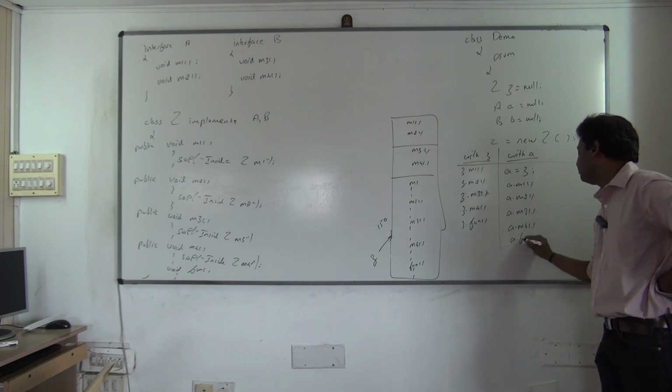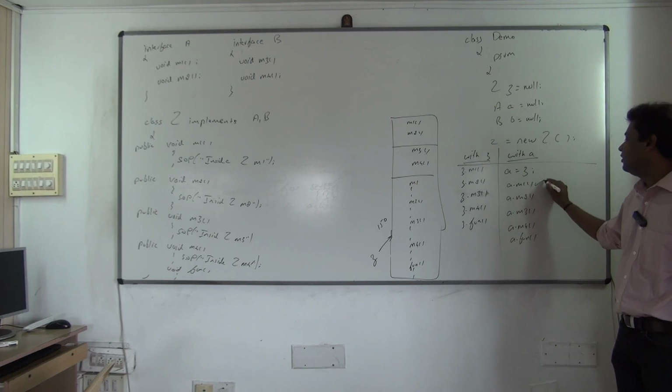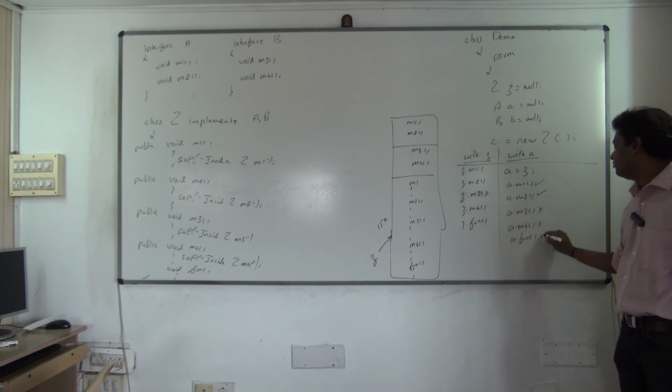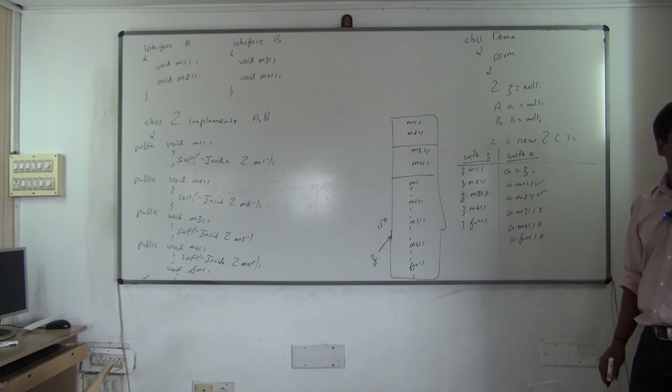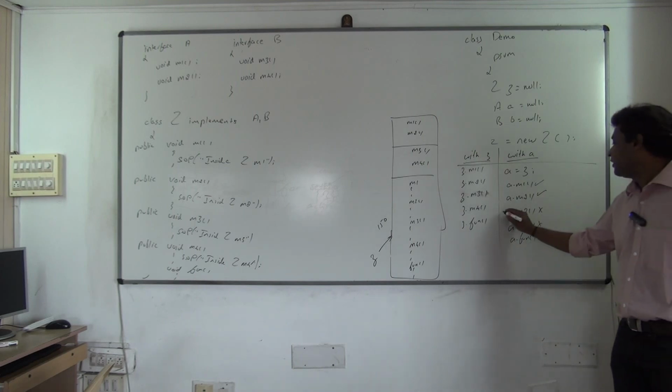Try A.fun. So the rule continues. M1 correct, M2 correct, M3, M4 wrong, fun also wrong. What members you can access from the object depends on the type of variable. Which member gets accessed depends on the type of object. So this is an error. Correct?